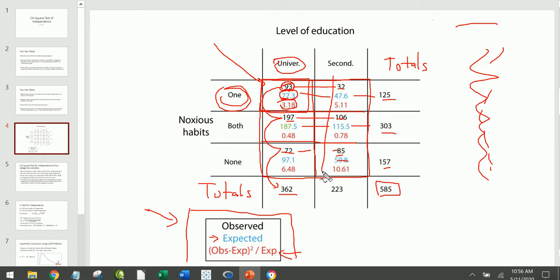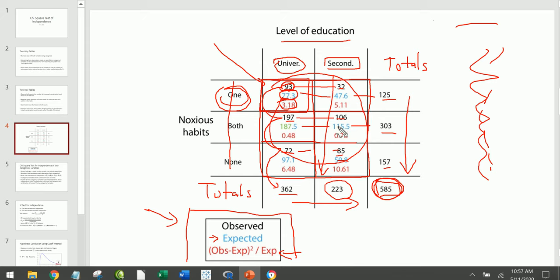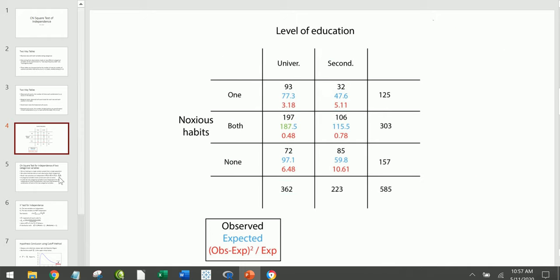Same goes for 223. That's the marginal total for level of education. So if I look at 223, what does that mean to me practically? That means out of the 585, 223 had second as their level of education, irrespective of their noxious habit. And then finally, we have the grand total, which is what I started with on the diagonal here. This is the total number of subjects. You can get to this number by either adding these marginal totals, or all the cells. You'll get 585 either way. Okay, now let's move forward with the chi-square test.